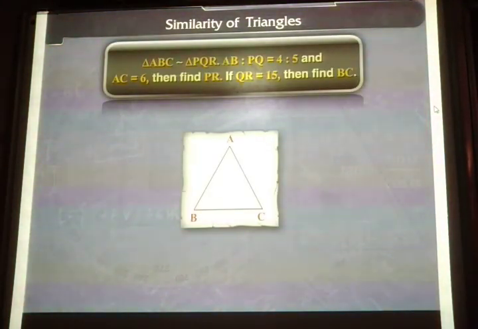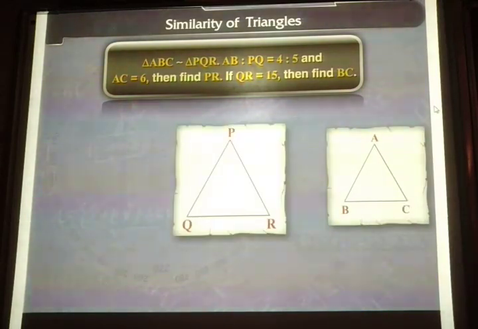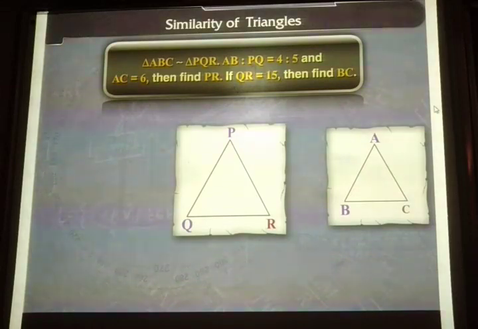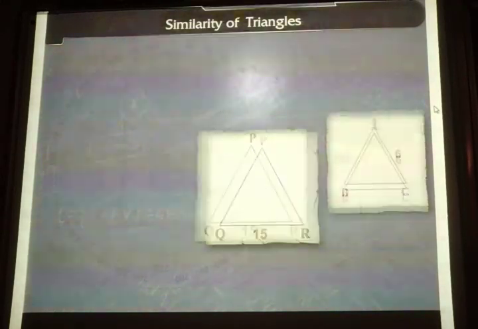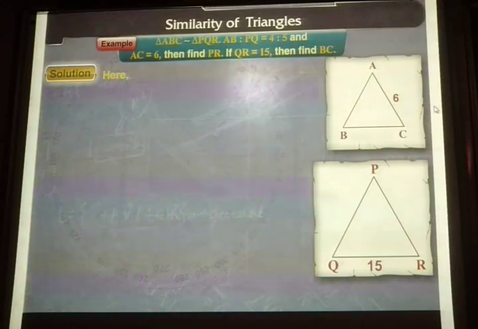Triangle ABC is similar to triangle PQR. AB is to PQ is equal to 4:5 and AC is equal to 6. Then find PR. If QR is equal to 15, then find BC. Solution. Here, triangle ABC is similar to triangle PQR.